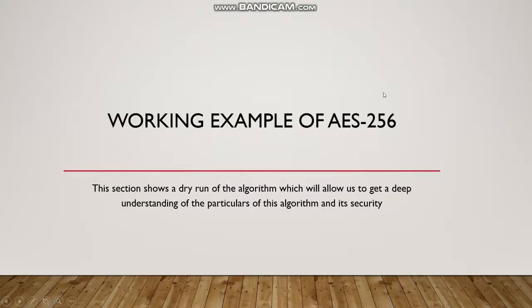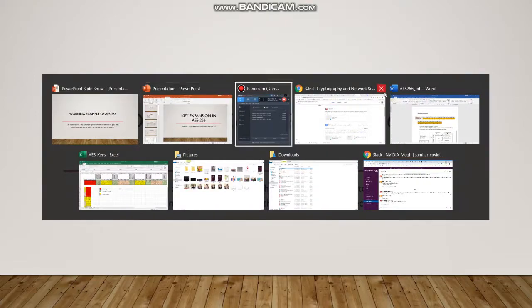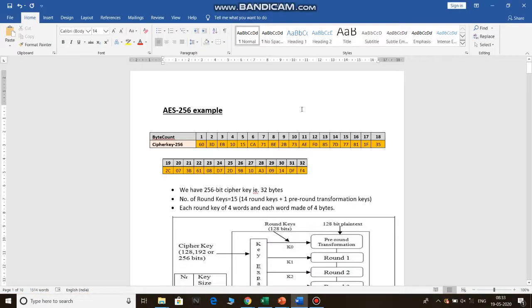This is the S-box table. I will guide you through how it is made. Now I should guide you through the working example of AES 256. Now this is an AES 256 key expansion process example. This is a 32-byte cipher key that is inputted. This is shown in a hexadecimal notation.